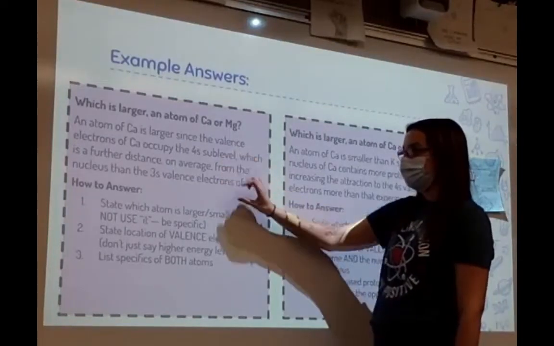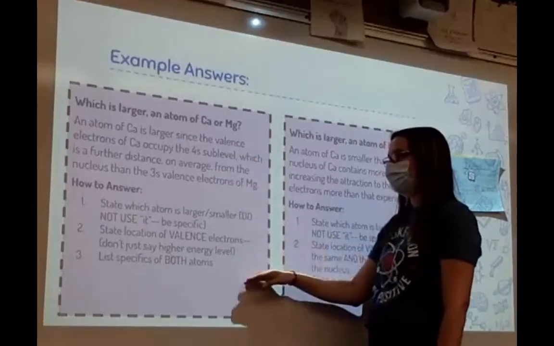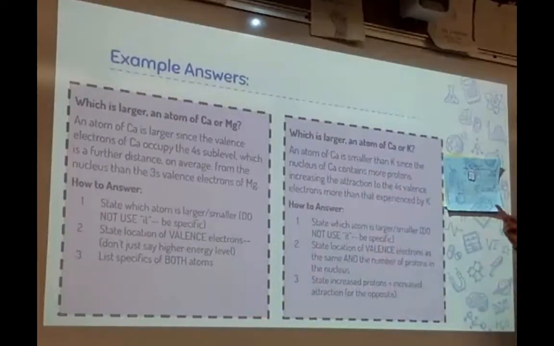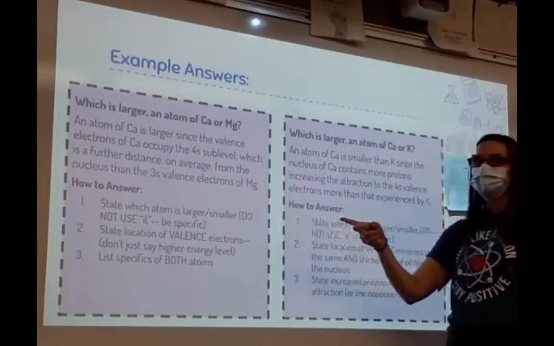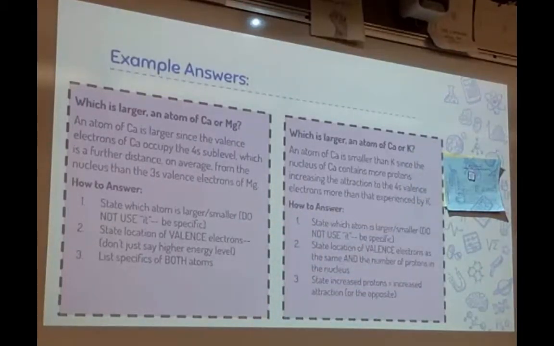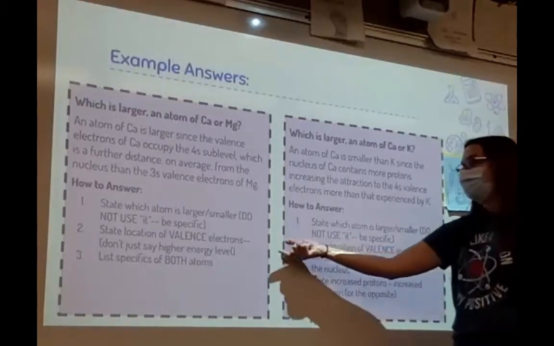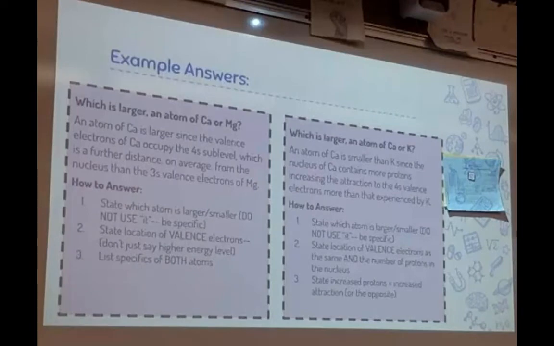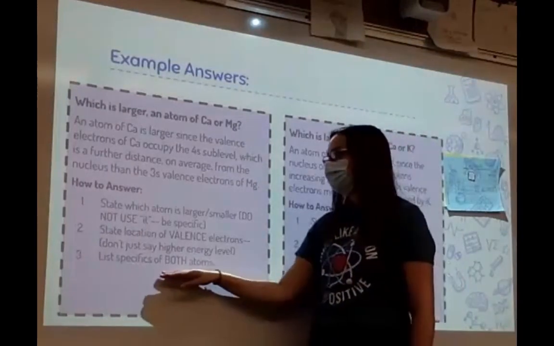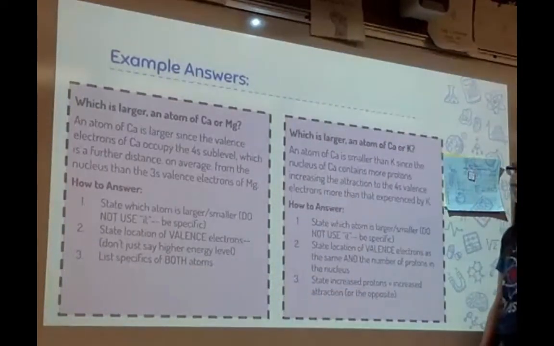Compare them. So here's a quick how-to answer. Answer the question: state which is larger, which is smaller. Be specific. Make it easy to grade. Then state the location of the valence electrons for both substances. You want to look at the valence electrons for both substances and then list specifics of both atoms.